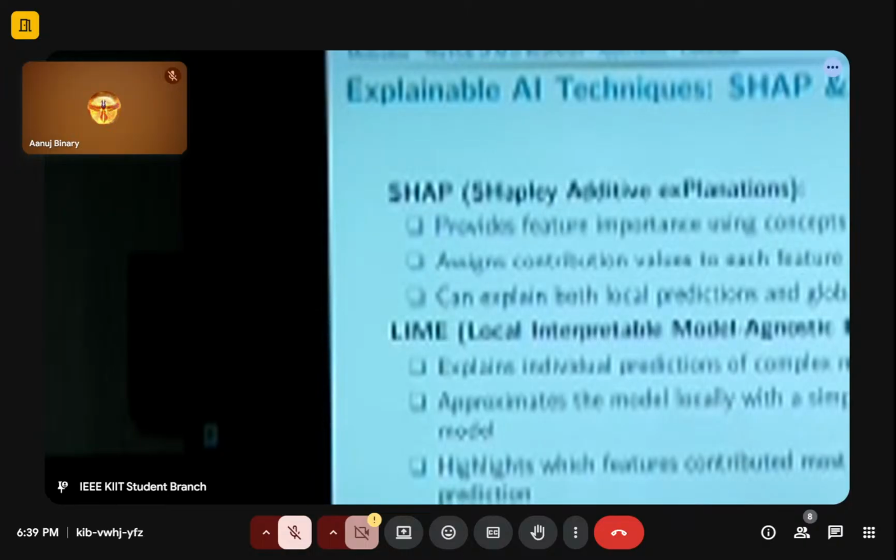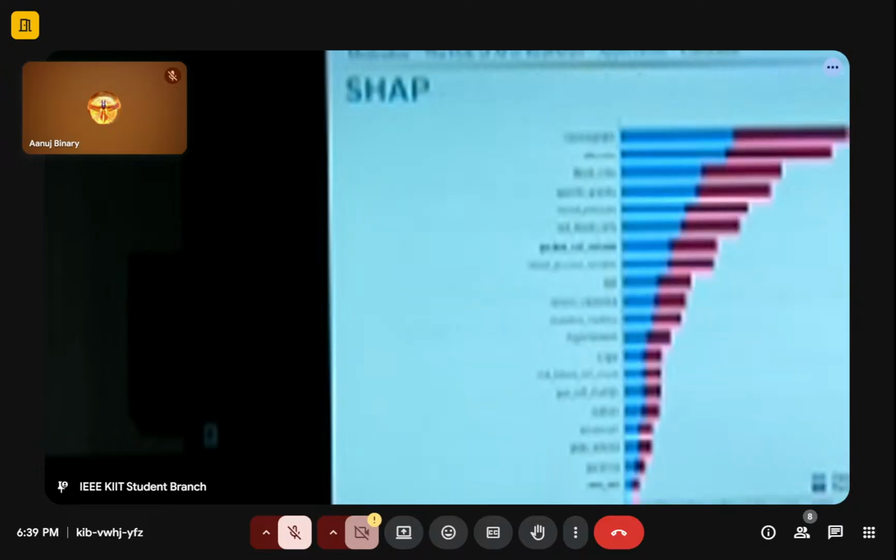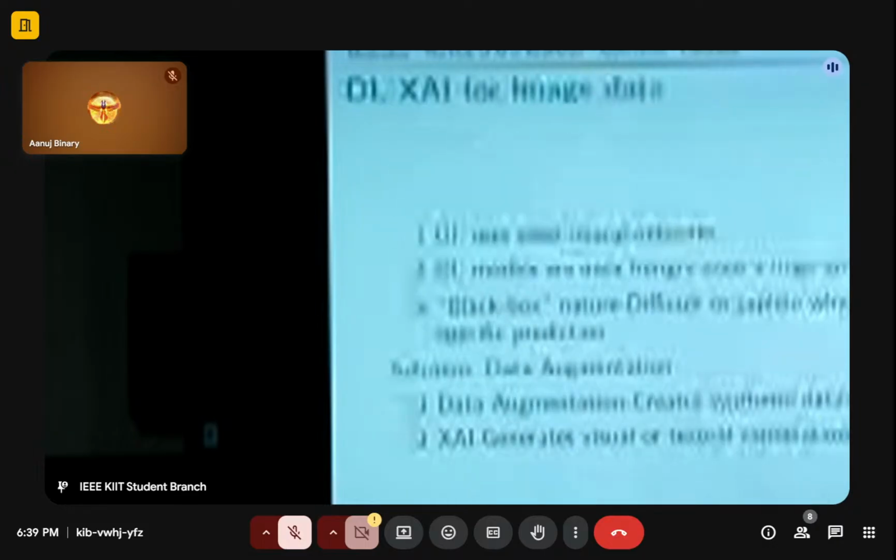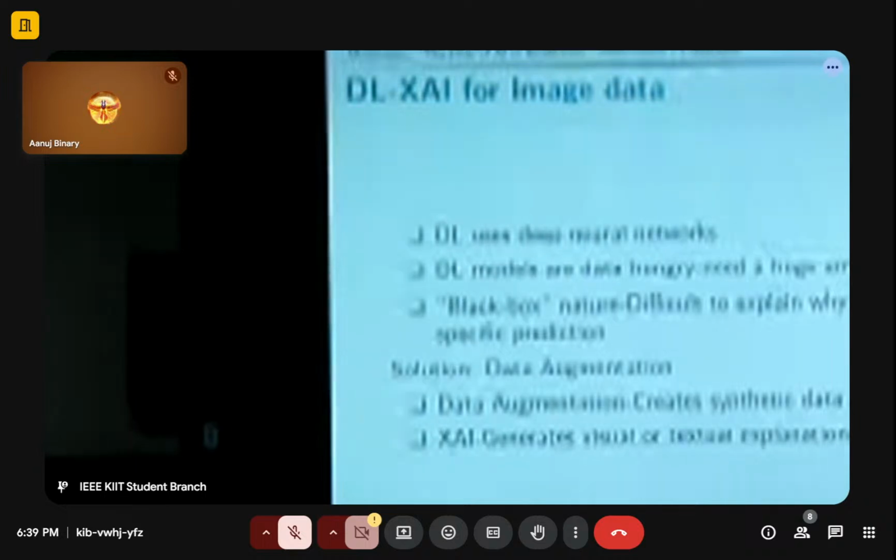Okay, now we talk about deep learning. The first one, we have taken the data set in the form of a text data set, and we have discussed kidney disease prediction. And this is all about explainable AI. Here, first let me talk about DL, then I'll go into the explainable AI.